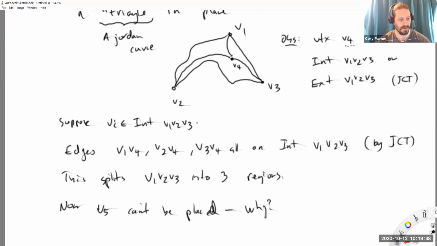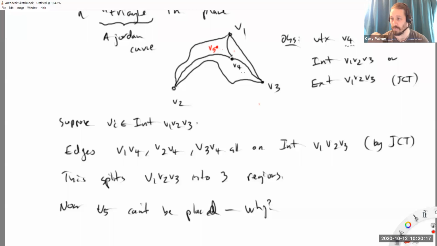Why? Let's look at the picture here. Now the plane has been split up into four regions. I've got these three regions inside V1, V2, V3, and don't forget the unbounded region out here, which we got in the initial application. So no matter where I draw V5, I have to get a crossing edge. That's evident from the picture, but let's actually go through it. Say it's in this region here. Say that's V5. Well, V5 can join to V1, V2, and V4, that's fine, but it cannot join to V3 because V3 is on the exterior of V1, V2, V4, and V5 is on the interior of V1, V2, V4. So there's no way to draw an edge.